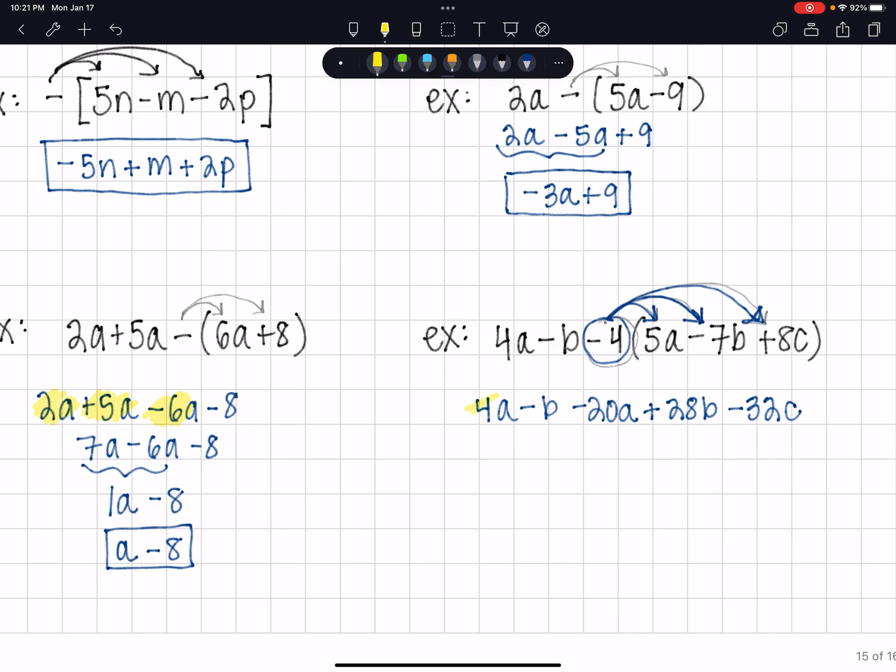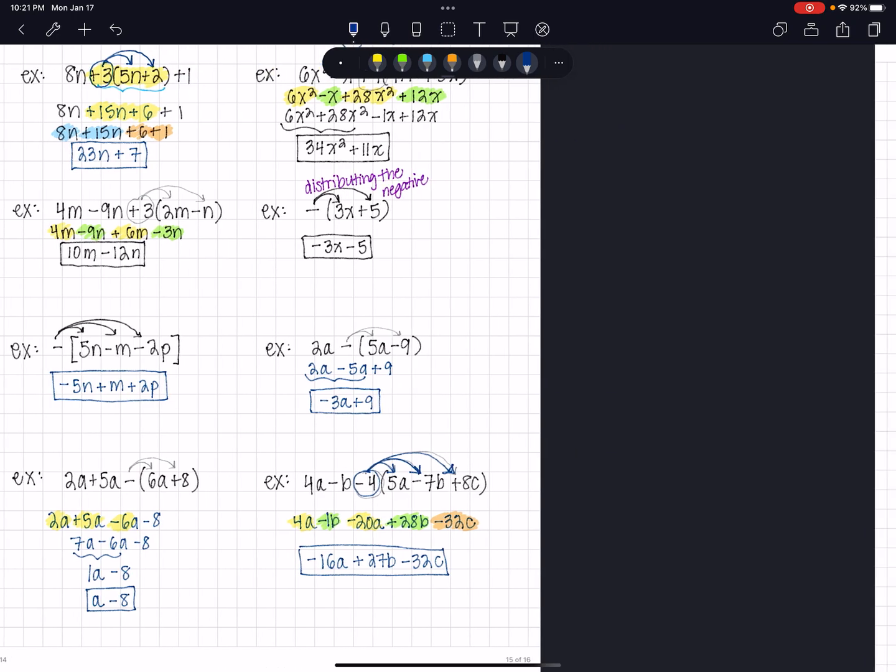My like terms, I like to use a highlighter, are going to be all of the a's. The b's will be like terms, and then that c is all by itself. 4a minus 20a is negative 16a. Negative b plus 28b is the same thing as negative 1b plus 28b, which is positive 27b. And then we have negative 32c all by itself. So our answer is negative 16a plus 27b minus 32c.